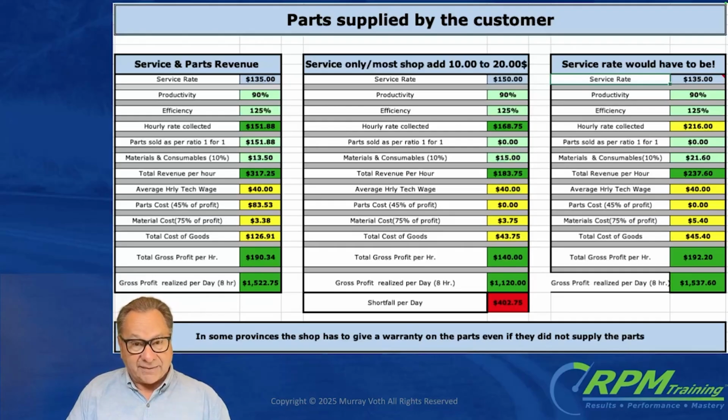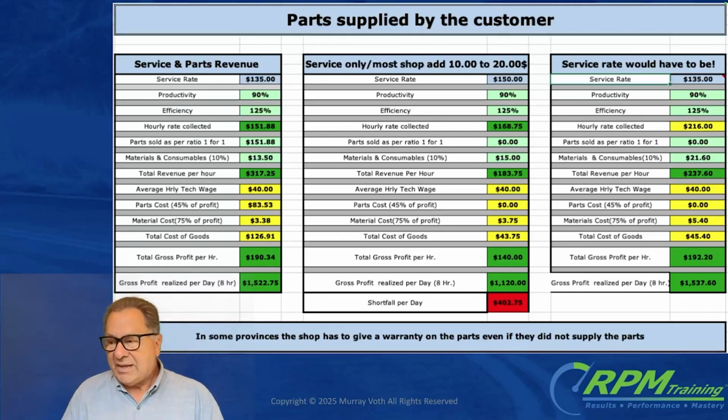So the math to help you achieve your gross profit is you have to take your 135 or whatever number you're at and multiply it by 1.6 to achieve the same gross profit if you don't supply the part, which means that this shop would have to charge $216 an hour for customer supplied parts. At that point, it doesn't make any sense anymore for anybody. Well, maybe for you, but I mean, why would the customer even bother to do that? All right.